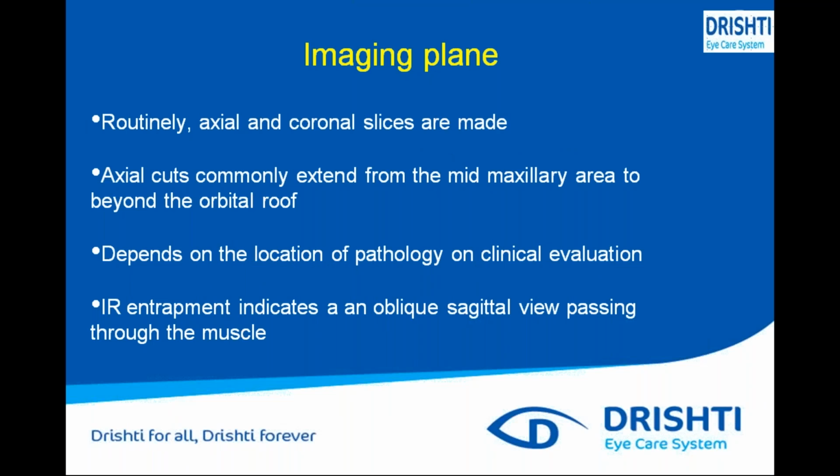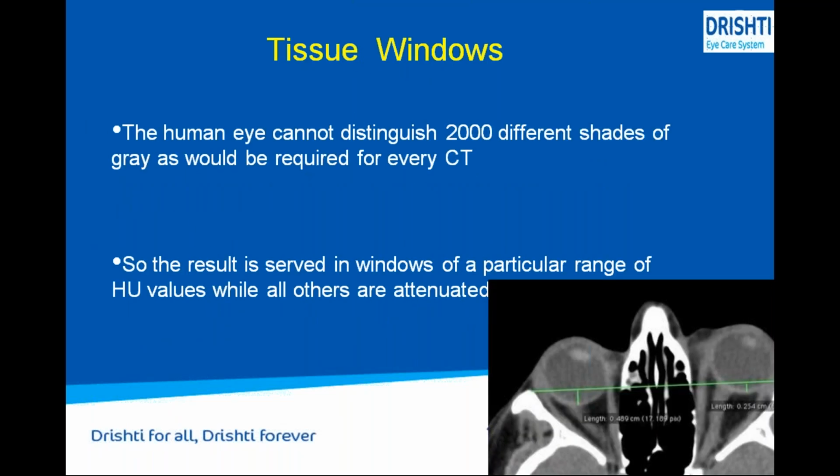So, coming to the tissue window. The tissue window is another thing which we need to understand. The human eye cannot distinguish 2000 differences. There will be multiple axes passing through the orbit in the CT scan, and all the rays cannot be identified by the human eye. In the tissue window, if you see this bone area and this bone area, the ethmoidal bone, the distance between these two lines is called the tissue window. This you can increase, and this you can decrease.